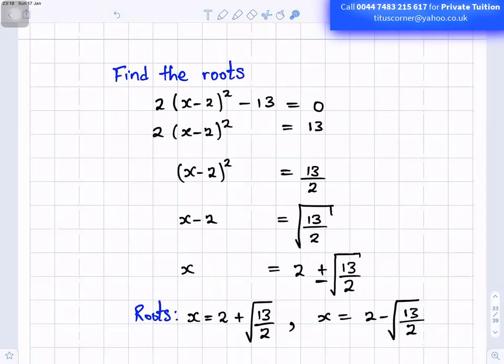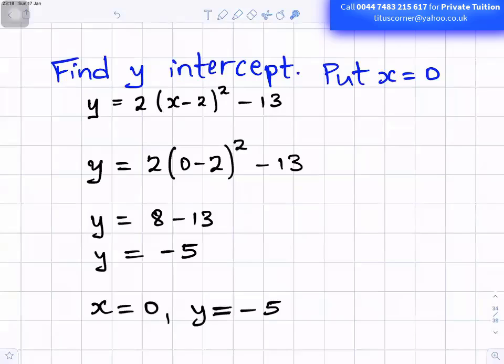So there are 2 values for x, 2 roots. x is 2 plus root of 13 over 2. We use the plus first. And x is 2 minus root of 13 over 2. So there are 2 places where it crosses the x-axis. Next, we find the intercept on the y-axis, where it crosses the y-axis. So we put x is 0. When we put x is 0, 0 minus 2 squared times 2 will give you 8, minus 13. It gives you minus 5. So the y-intercept is (0, -5).